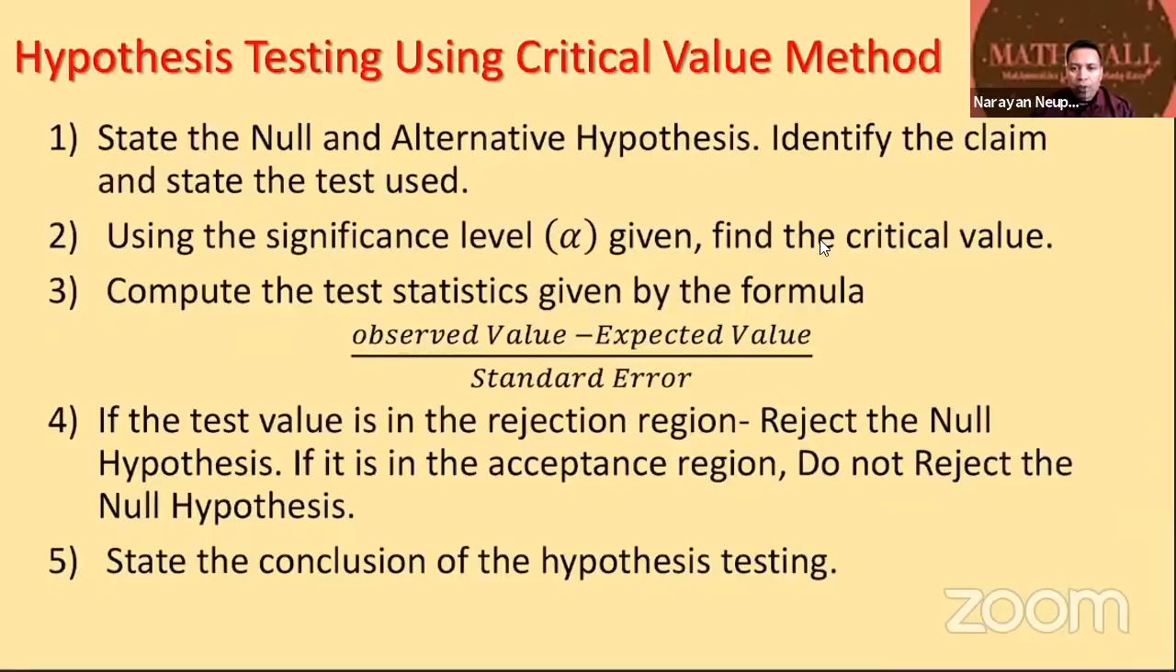And once you have your critical value and the test value in step 2 and 3, we have to check whether the test value is in the rejection region. If the test value lies in the rejection region, we reject the null hypothesis. If the test value is not in the rejection region, then we do not reject the null hypothesis. So once we have that, in step 5, we state the conclusion for our hypothesis testing. So let's take an example and try to use these 5 steps to perform the hypothesis testing.